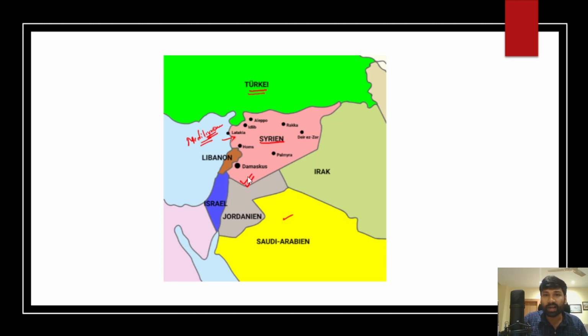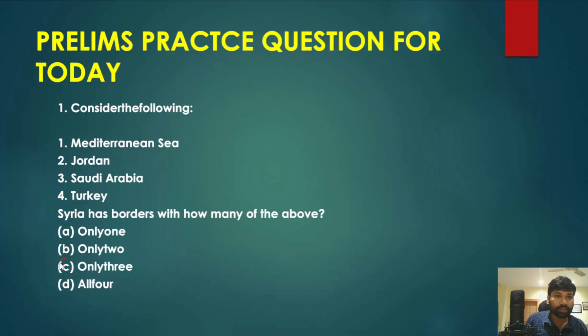And apart from that, you can see that Iraq is also sharing its borders with Syria, right? So Iraq and Lebanon also share borders, and to some extent Israel is also sharing its borders with Syria, right? So the correct answer for this question is only 3. C is the correct answer for this practice question.